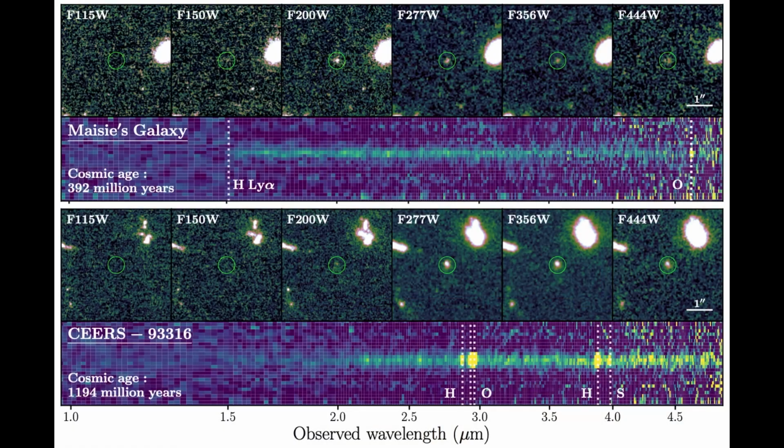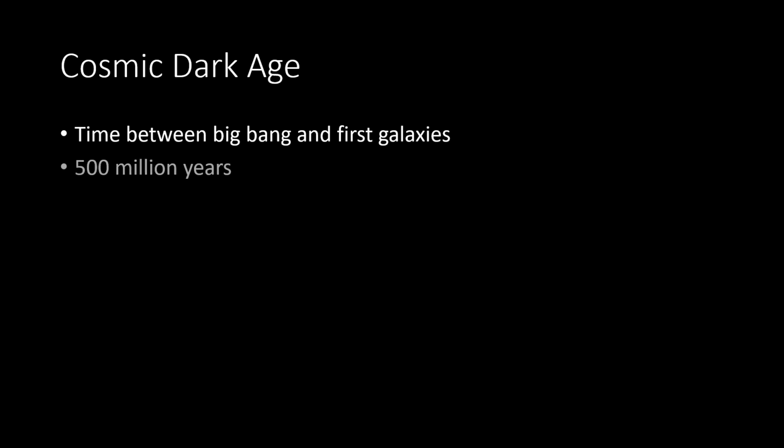And then the Sears 93316, originally they thought it was about that vintage as well. They realized they made a mistake on that, so they bumped it up to 1.19 billion years now. But it's still pretty early according to the evolutionary time frame. But it's interesting what they're finding out about the cosmic dark ages. Again, it's the time between the Big Bang and the first galaxy formation, which should last for about 500 million years.